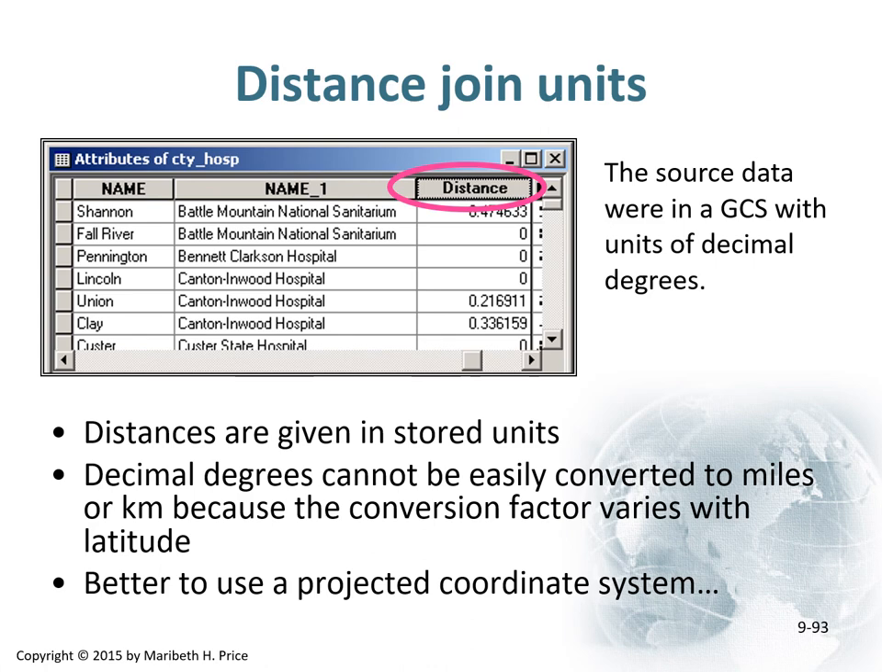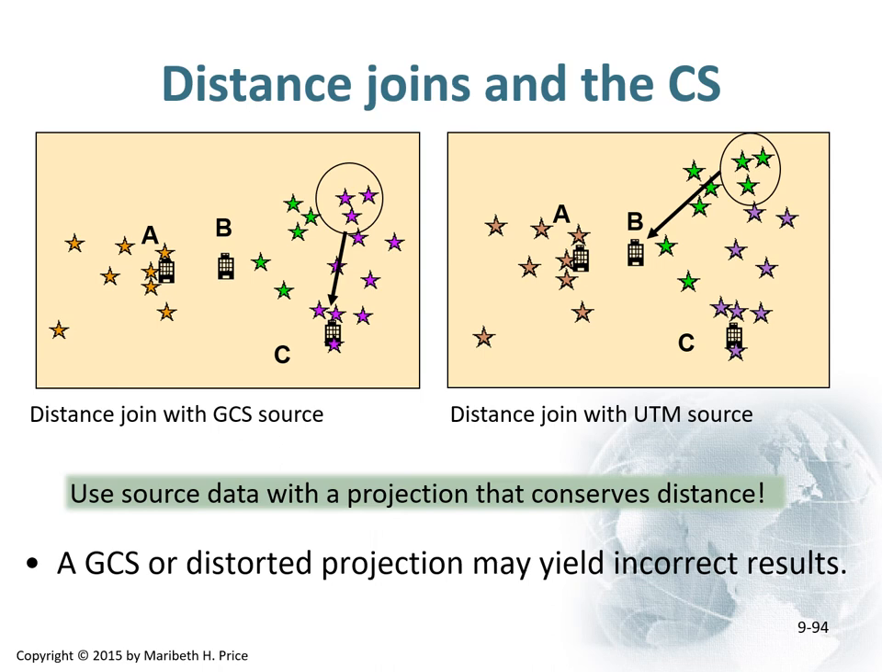You need to have this in a projected coordinate system before you try to do this kind of stuff. What happens if you're not in a projected coordinate system and you look at things like distance joins? It turns out the distortions that can be created from trying to map stuff in a GCS can actually make the joins, the distance joins, wrong.